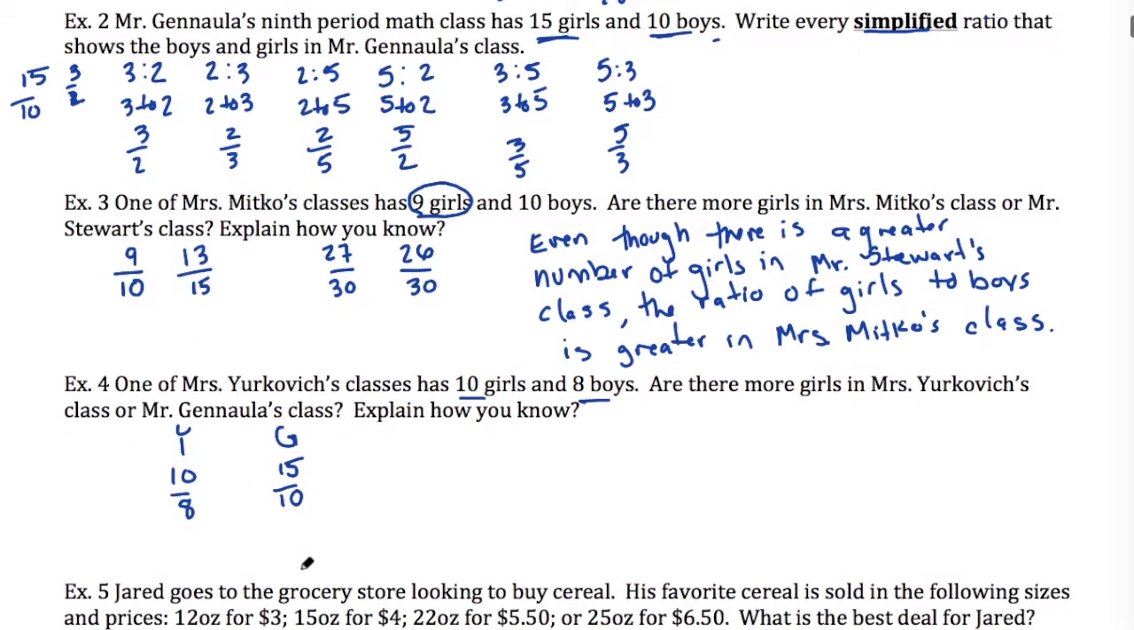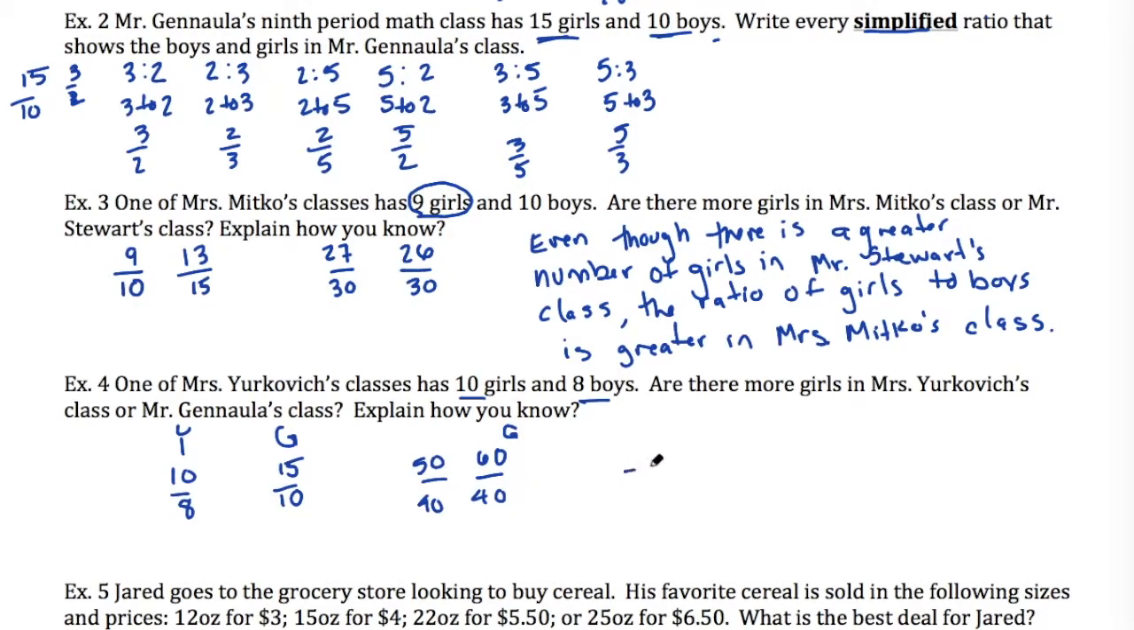We could do this very similar to the way we just did the last one. We could make these ratios with common denominators. So a common denominator for 8 and 10 would be 40. So Yurkovich, we'd have to multiply by 5 over 5, so now we're at 50 over 40. And for Janala, we had to multiply by 4 over 4, so now we're at 60 over 40. So now we see that if we made the boys both 40, we would have a greater concentration of girls in Mr. Janala's class. So that is one way we could show this.